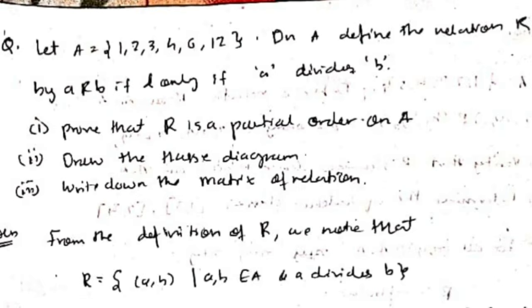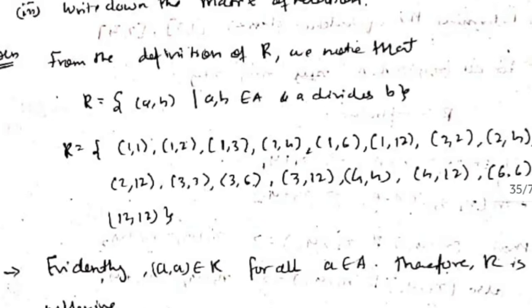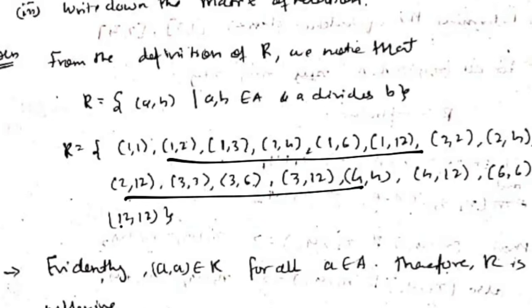In this question we have been given a set A, and a is related to b if and only if a divides b. So we will be selecting two elements from it and checking if a divides b or not. If it divides, that will be included in the relation. In that way we will get all the elements here.